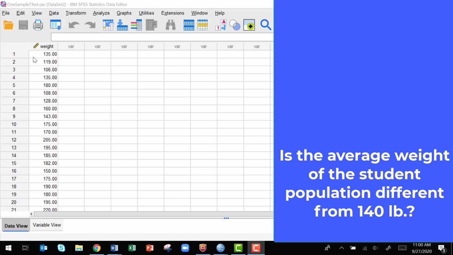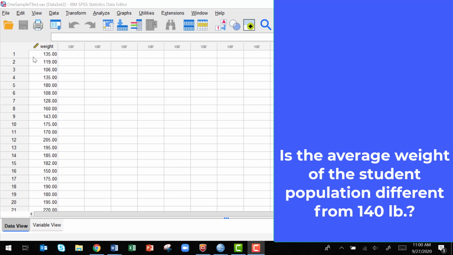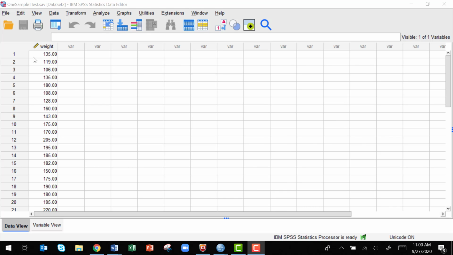Okay, so I have data collected here from 22 students on their weight. And the thing we want to do is to test whether the average weight of a student population differs from 140 pounds. So our test value is 140 pounds. So we would like to do a one sample t-test.